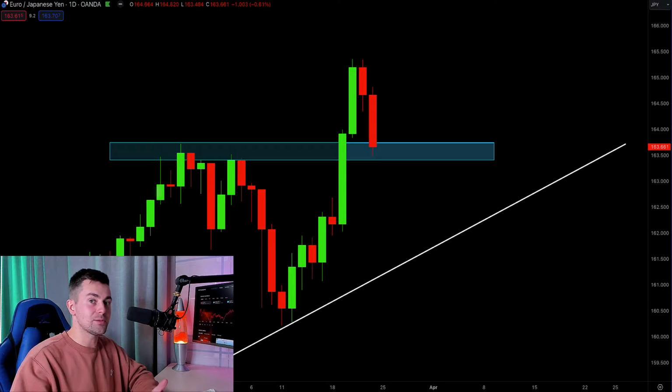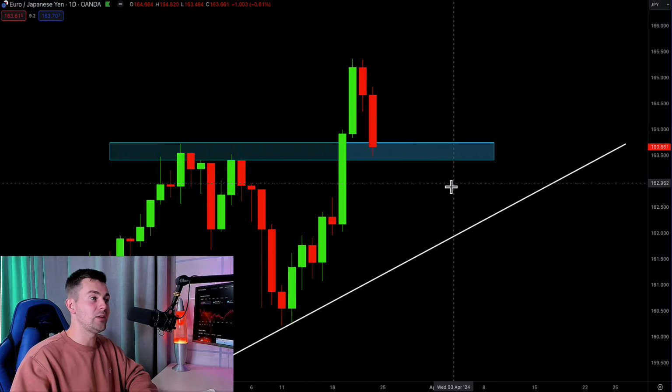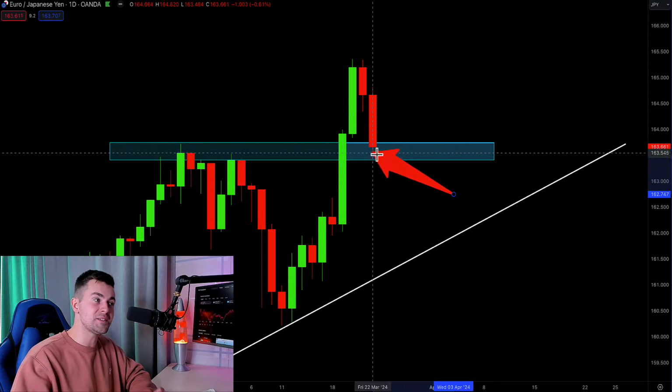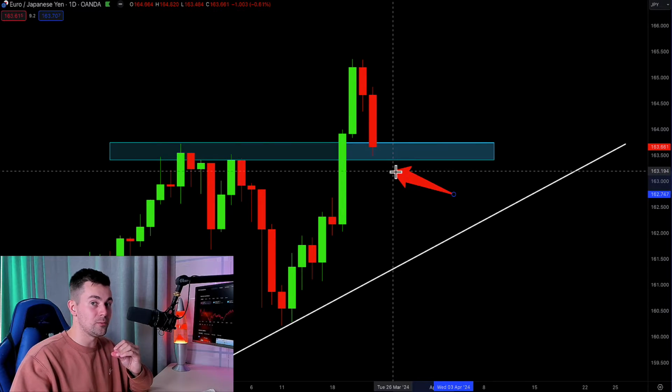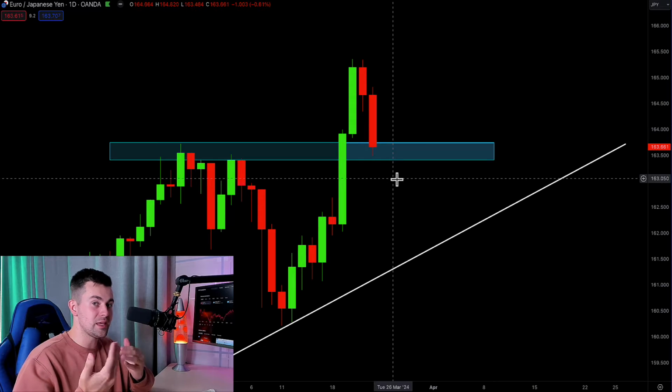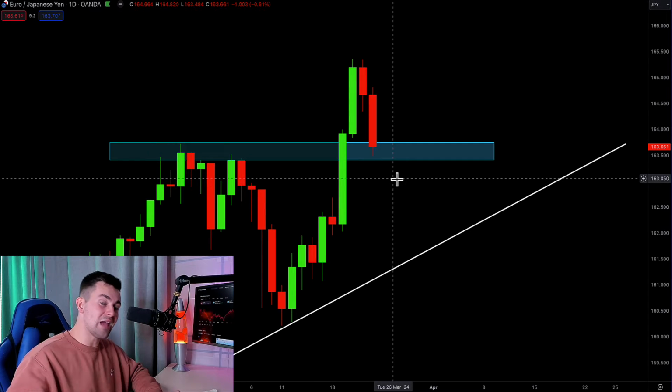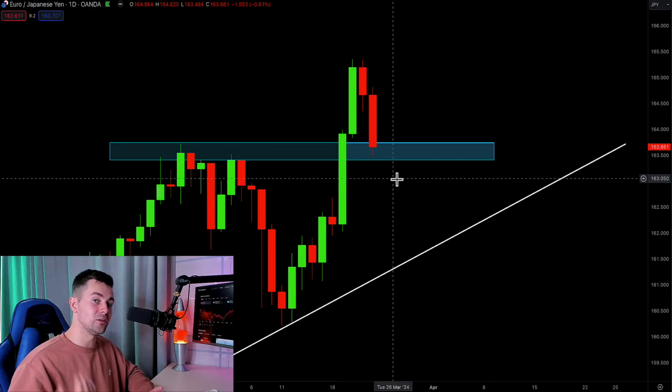Your next task will be to wait for a test of one of the structures, and you can see that the price is testing that support at the moment. When you see the test of structure, then you can start analyzing lower time frames.